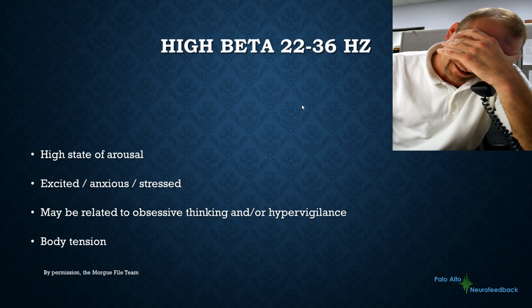There's higher beta from 22 to 36 hertz, or 22 to 30 hertz depending on which person you talk to, but it's the higher beta. It represents a high state of arousal, can be excited, anxious, or stressed, and may be related to obsessive thinking and or hypervigilance and body tension.